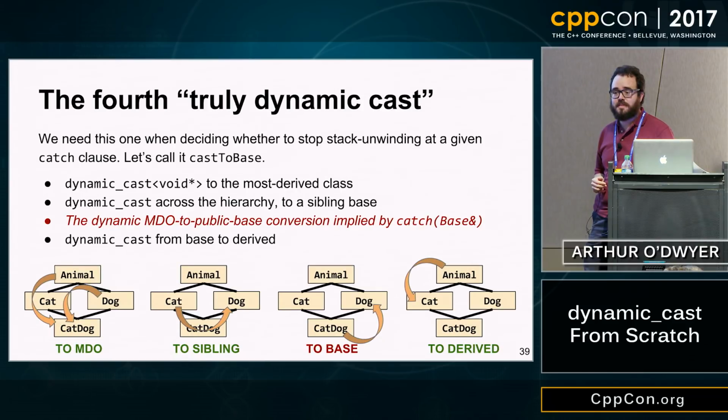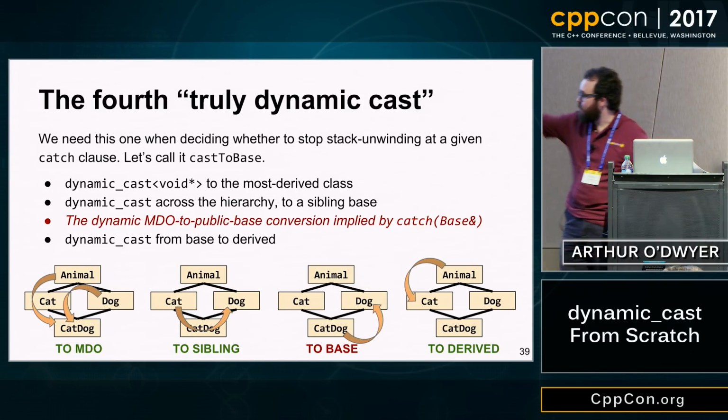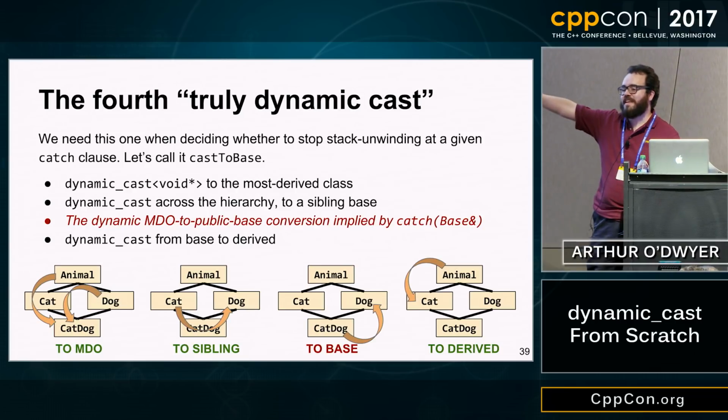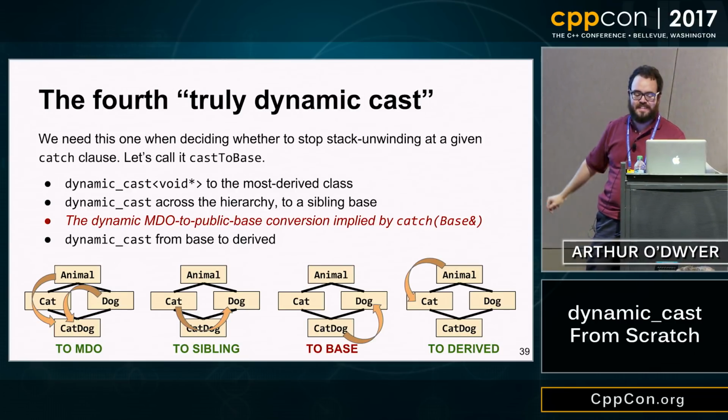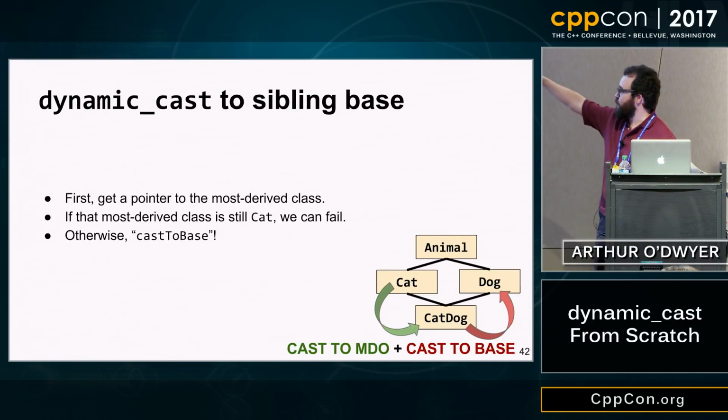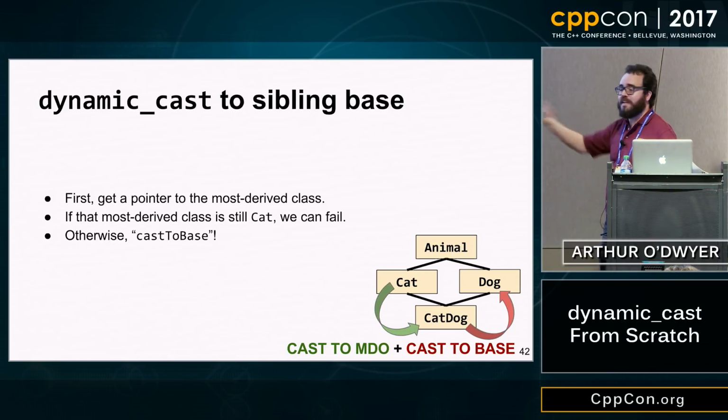To most derived. The first case is going to the most derived object as void, the dynamic cast of void star. That's the easiest. And then what we're doing to go to sibling is we're actually simplifying that into first go to the most derived object, and then ask that object, whose dynamic type I don't know, whether it can be this type, and if so, get that.